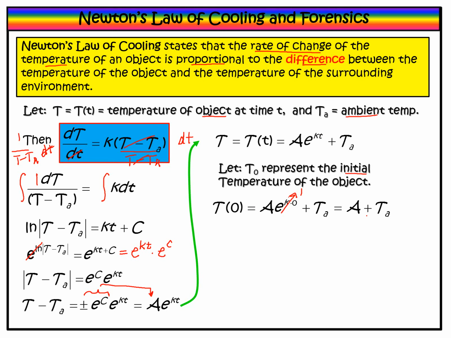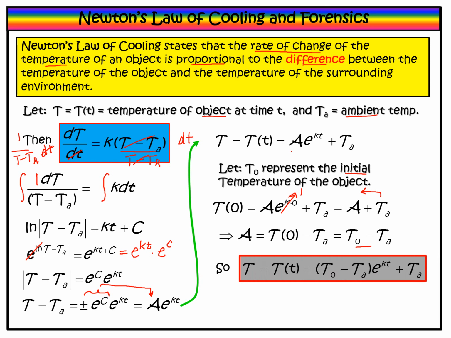And then we want to know what A is, so bring this over on the left-hand side as a negative, and you get that A is T of 0 minus T sub A. But T at 0, that's this right here, that's T sub 0. So T sub 0 minus T sub A. So now we know what that constant is. It's T0 minus TA. We can plug that back in here. So in general, our solution to Newton's law of cooling is capital T is going to be T0 minus T sub A, that's your constant out in front, e to the kt plus T sub A.